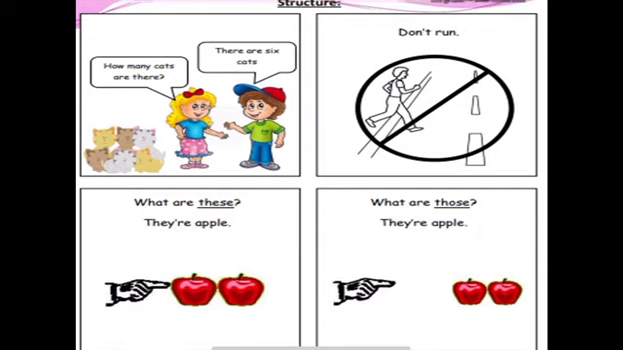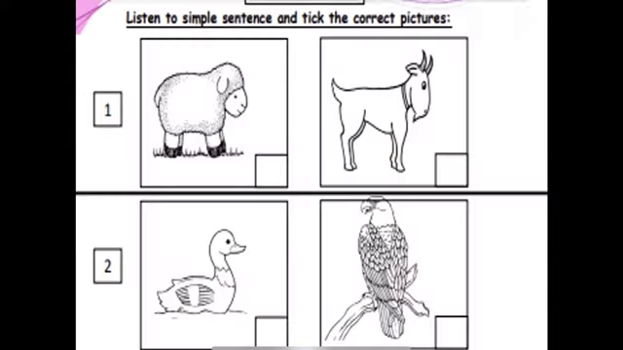How many cats are there? There are 6 cats. Don't run. What are these? They are apples. What are those? They are apples. Okay, you have to know the difference. Listen to the simple sentence and take the correct picture. Here I can see a sheep. Here I can see a falcon.